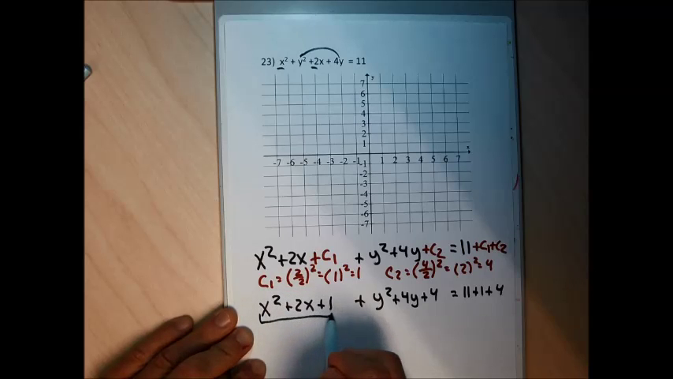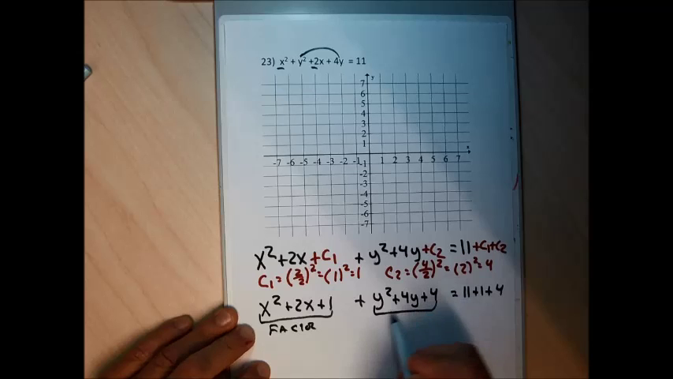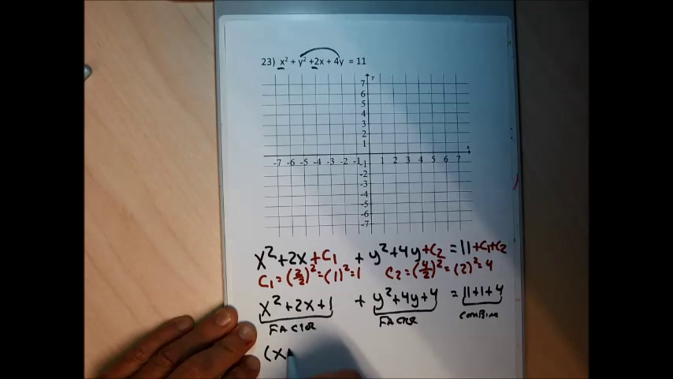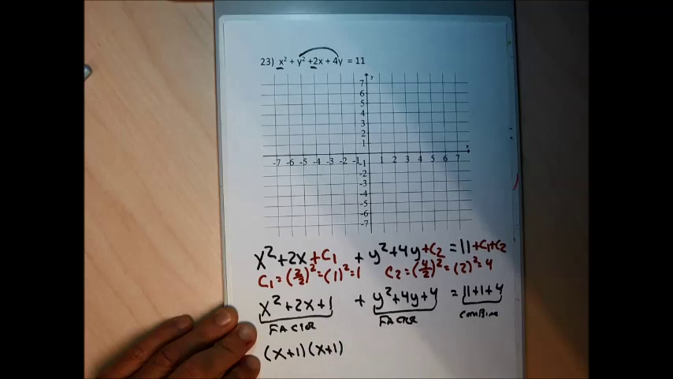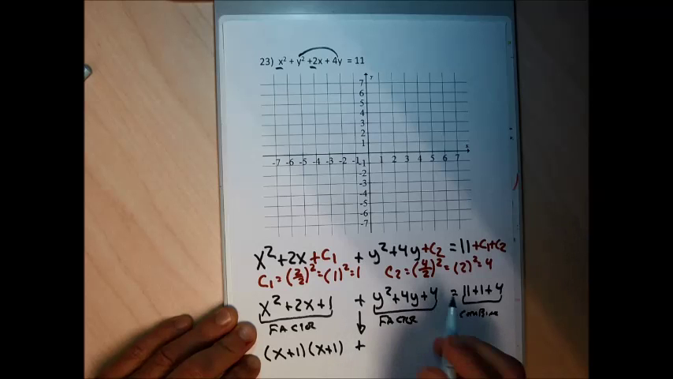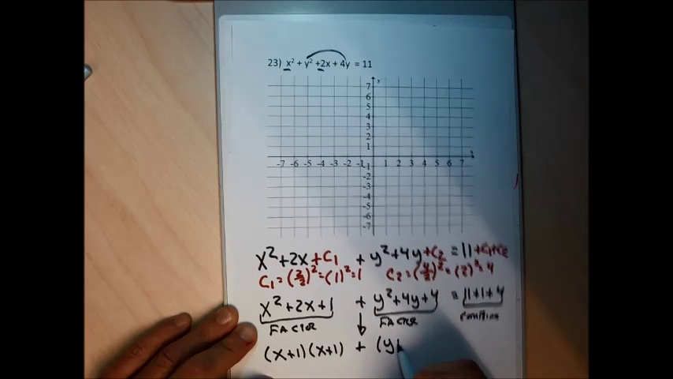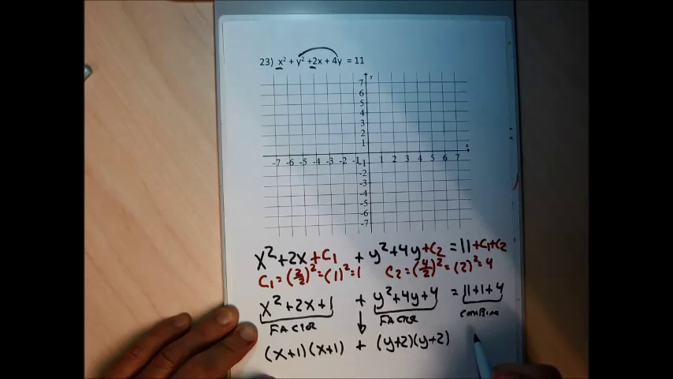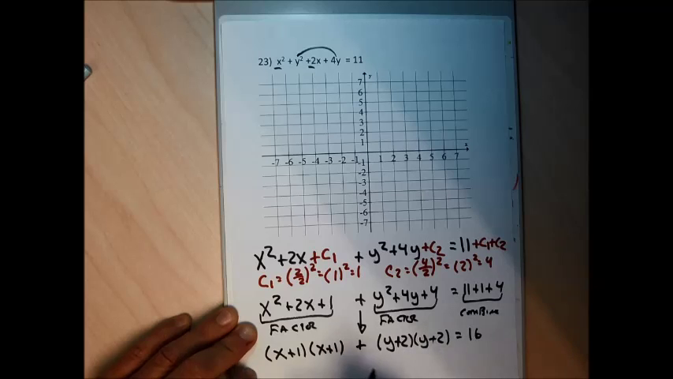And then I factor and combine. So x plus 1 times x plus 1. X squared plus 2x plus 1 factors into x plus 1 times x plus 1. I bring down this plus sign. Y squared plus 4y plus 4 factors into y plus 2 times y plus 2. Now on the right-hand side, those numbers add to 16.